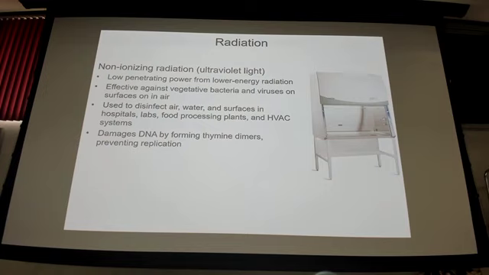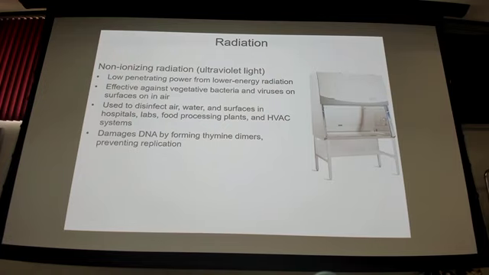But this is commonly used in a lot of different applications. Water treatment facilities will pass water through UV reactors to treat water that way. And it's used in offices and other spaces as well for low-level inactivation and microbial control.